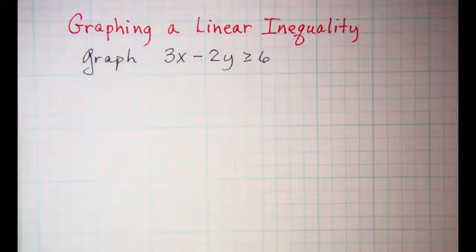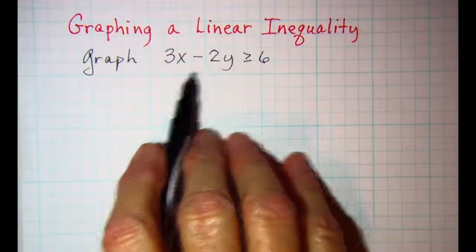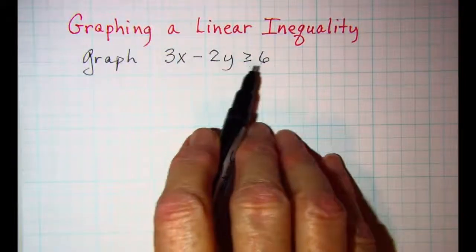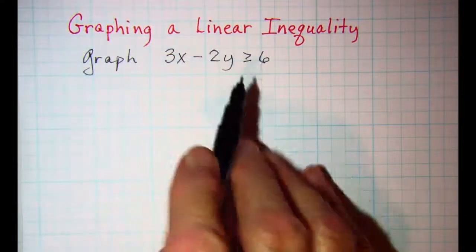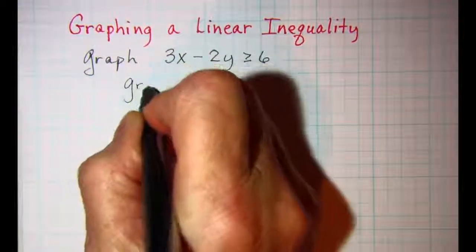In this video, we'll be graphing a linear inequality. The inequality that we'll be working with is 3x minus 2y is greater than or equal to 6. Our first step is to graph the boundary line.